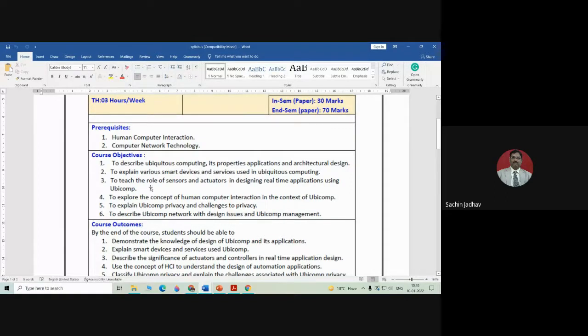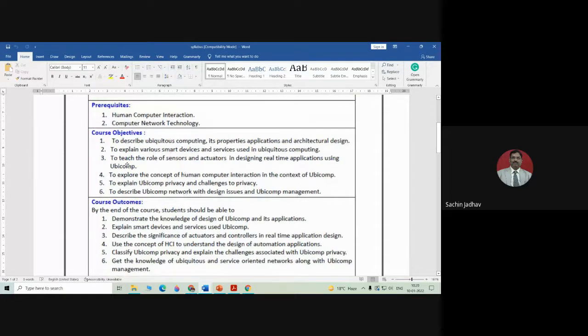So these are the course objectives. When you achieve these objectives, every student at the end of this course will be able to demonstrate the knowledge of design of Ubicom systems and its applications. How exactly will we demonstrate? For that, we will have an enjoyable learning activity, in which you have to prepare one model or a simple digital poster. In the digital poster, you have to prepare one Ubicom system architecture and the application scenario of that particular Ubicom system. For that, you have to form a group.